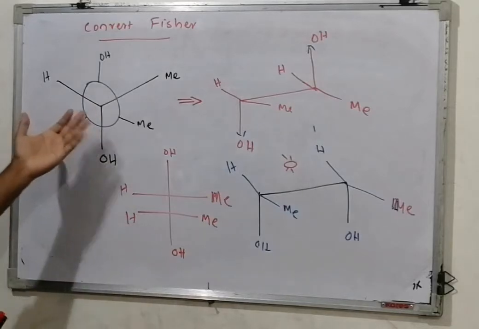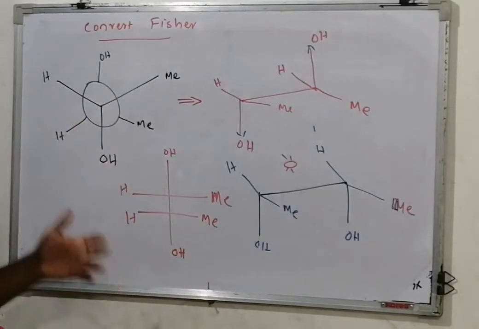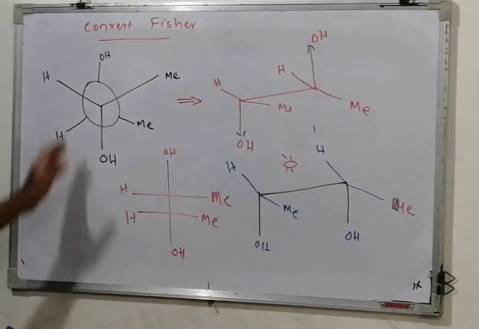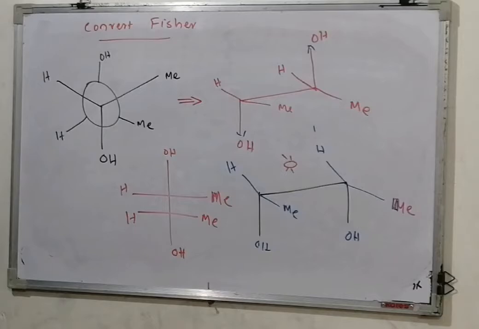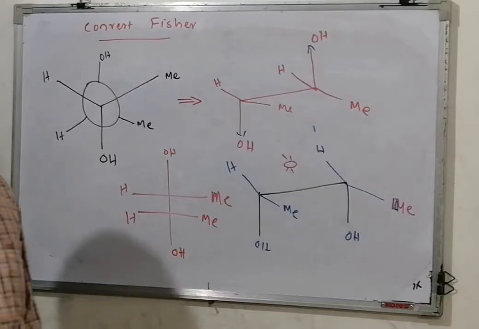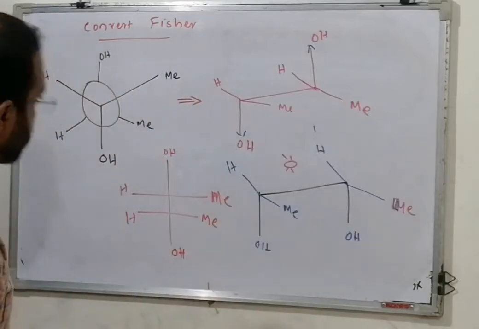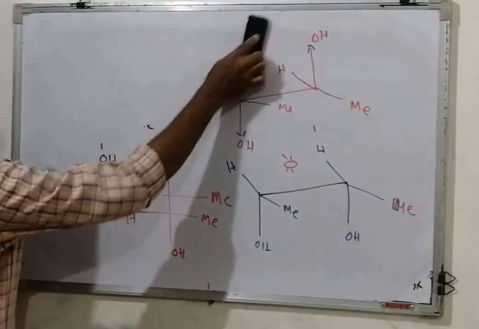Suppose a yearly question: which of the following is a meso compound? When you give this type of structure, when you draw its Fischer, you will get whether it is meso or not. Okay. You can do another example.